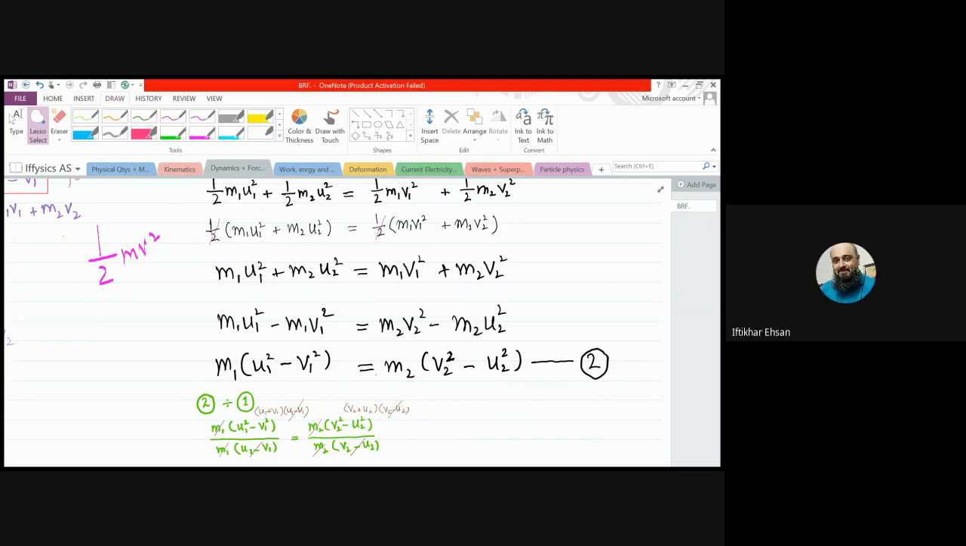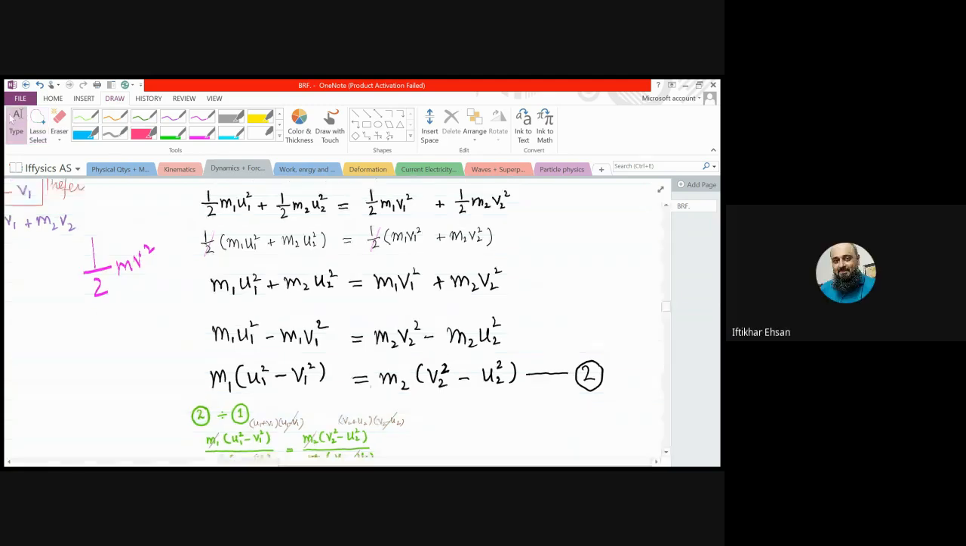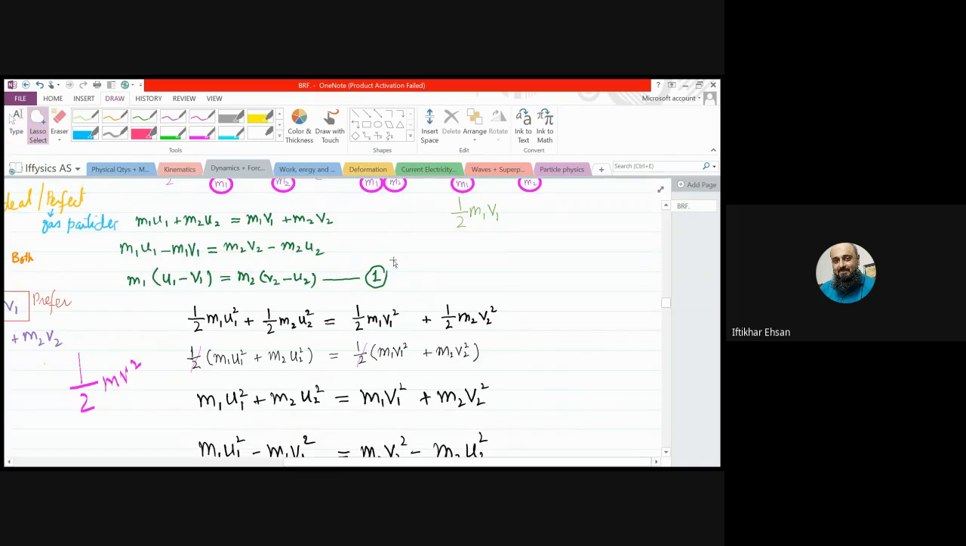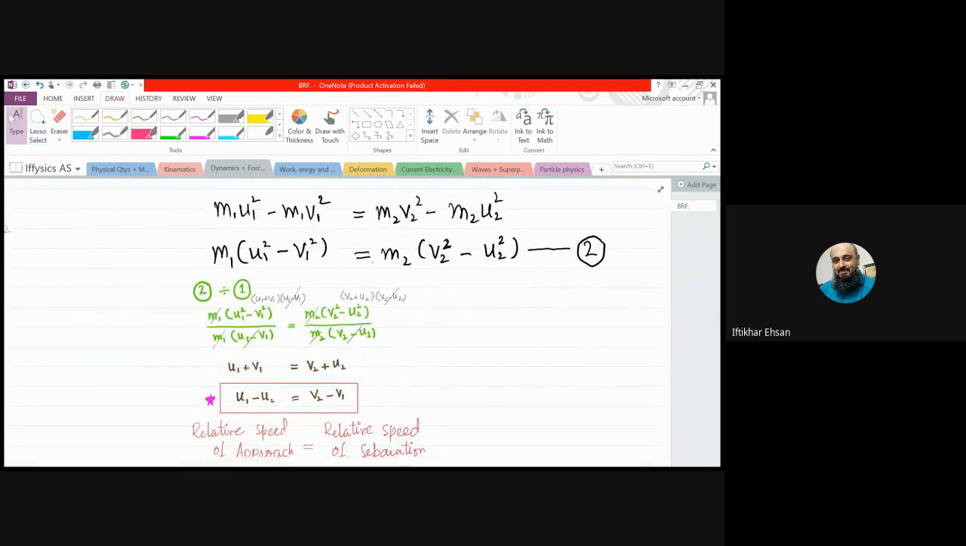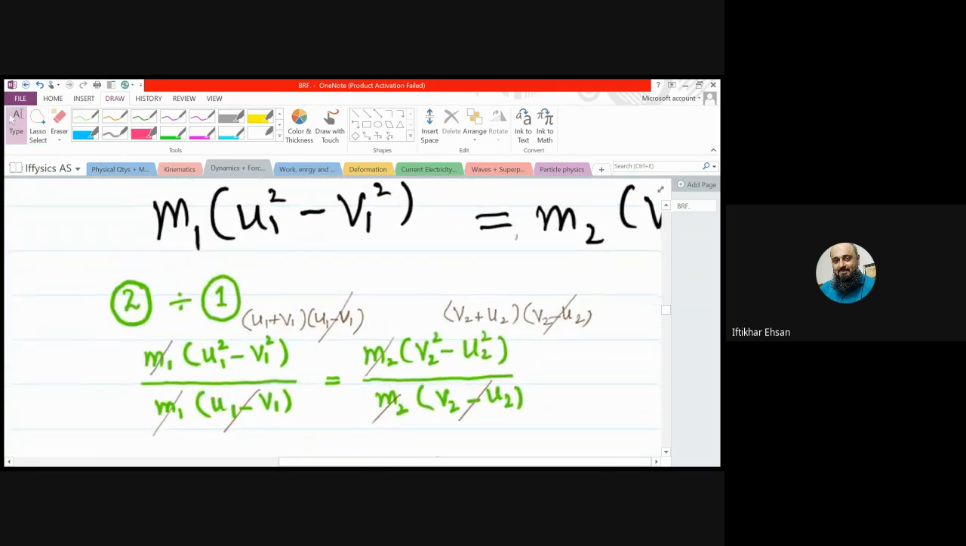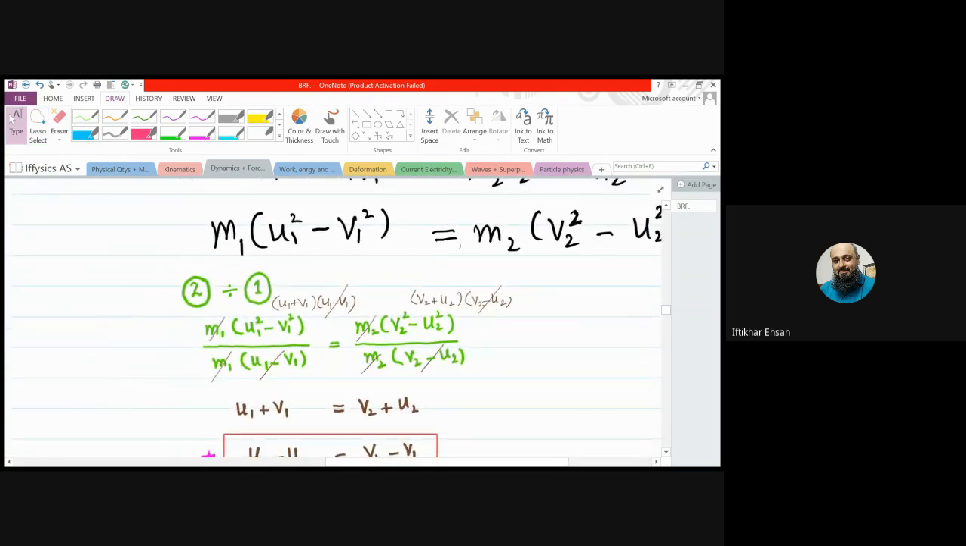Now, what do we have? We have equation number one and equation number two. What do we do? We divide equation number two by equation number one. What does that mean? When we divide one equation by another, can you see?